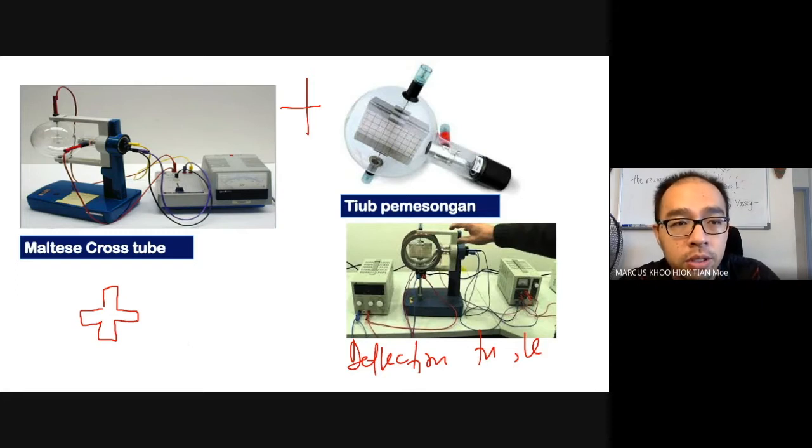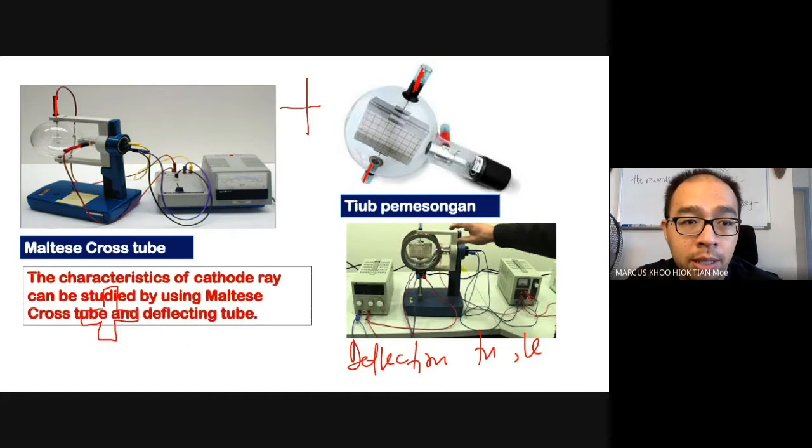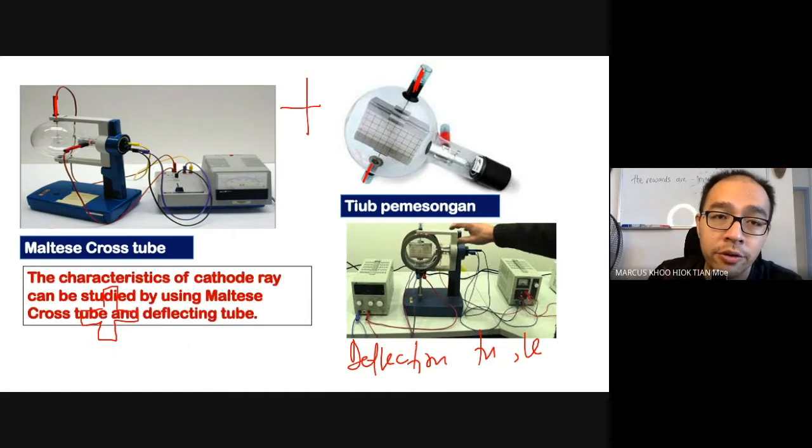Okay, so the Maltese cross tube, there's just a cross in the middle here. But the deflection tube has a plate over here. What is interesting is that the deflection tube has two outlets over here, whereas the Maltese cross tube only has one. We will look at it a little bit later, but the characteristics of the cathode ray can be studied by using these two.